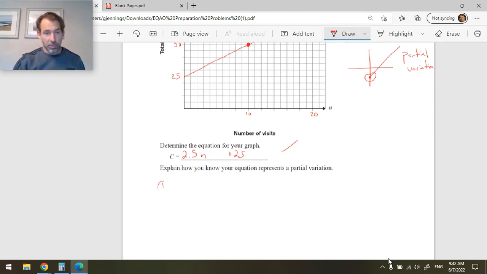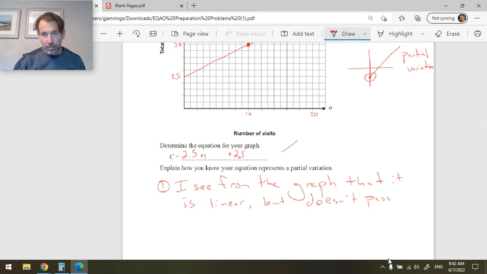There are a few reasons I know it represents a partial variation. One, I see from the graph that it is linear, but doesn't pass through (0, 0). So it's not direct variation. It's partial variation because it has to be linear and it can't pass through (0, 0).